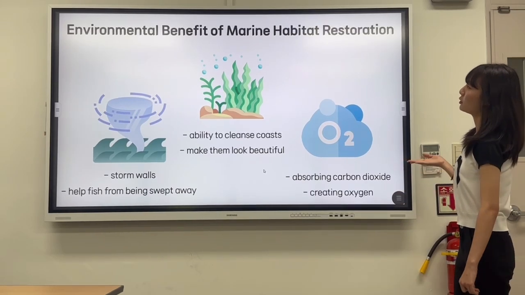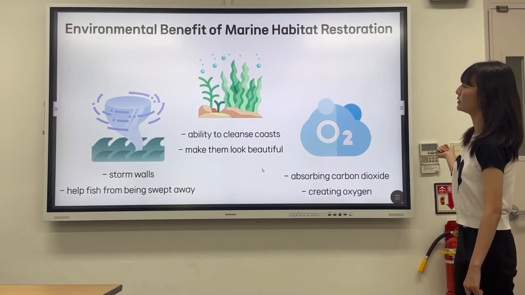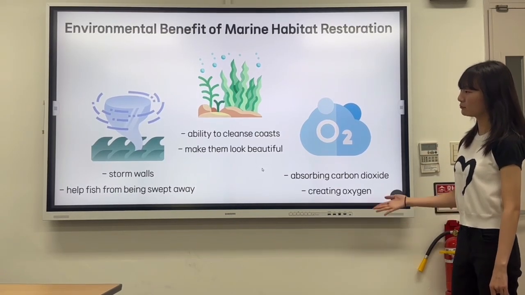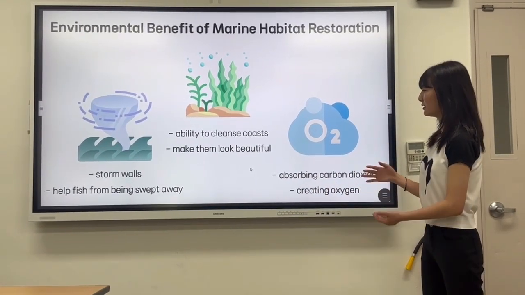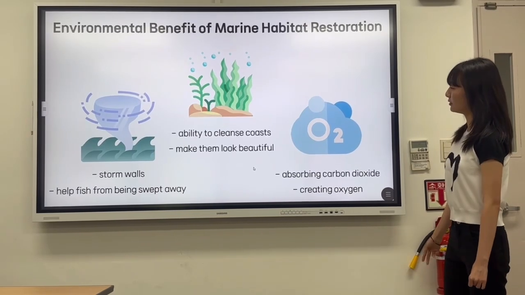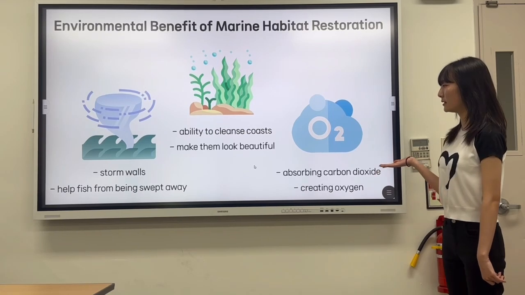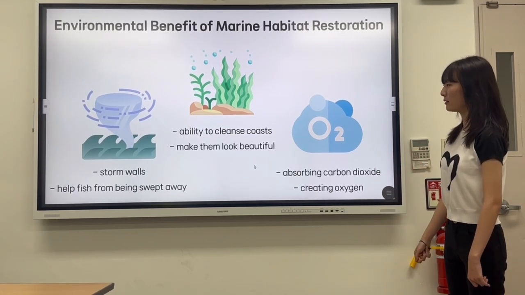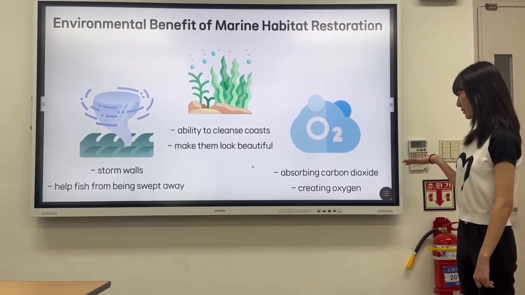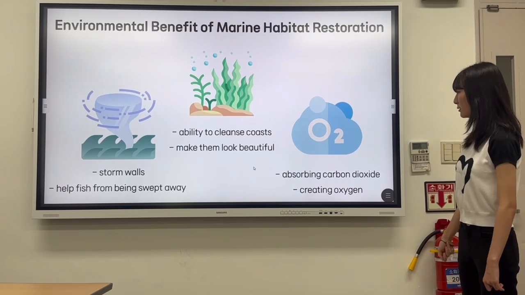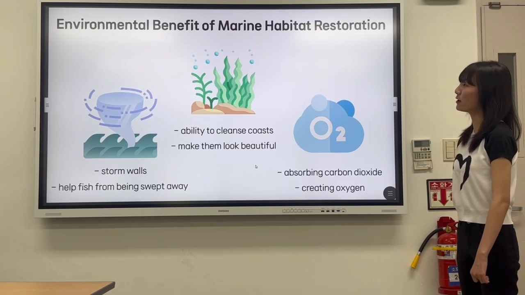Finally, the benefits of marine habitats. Marine habitats come from coral reefs and restoration. First, coral becomes a stone wall and helps protect fish from being swept away by ocean storms. Second, coral has the ability to cleanse coasts and make them look beautiful. Lastly, coral absorbs carbon dioxide and creates oxygen. So we have to restore coral reefs.